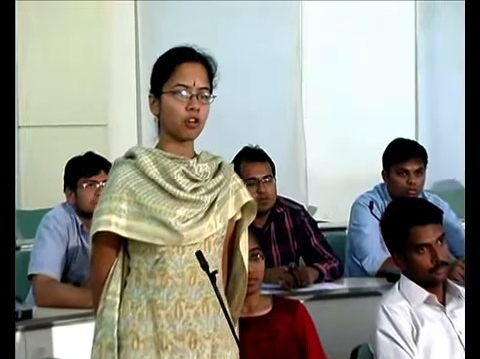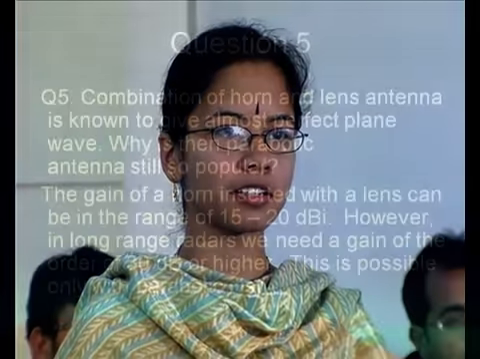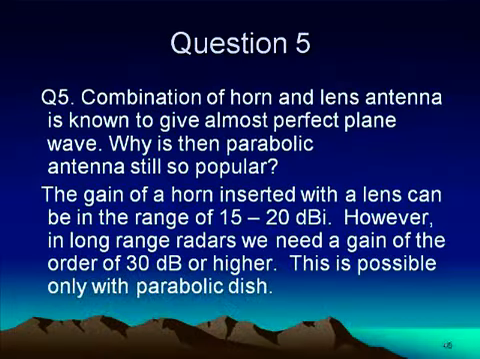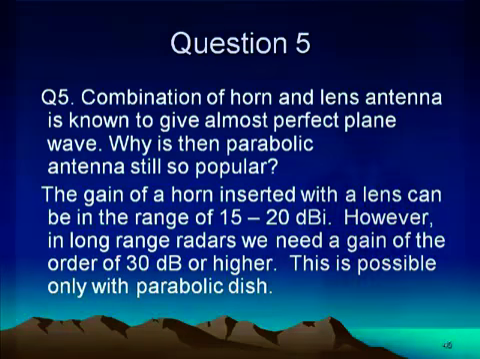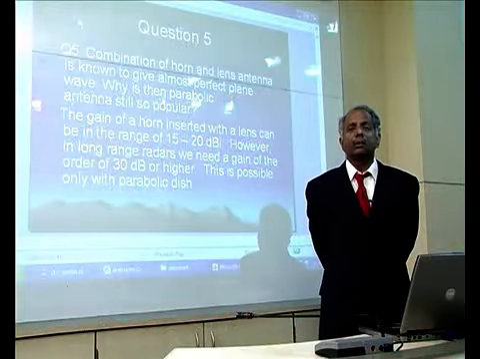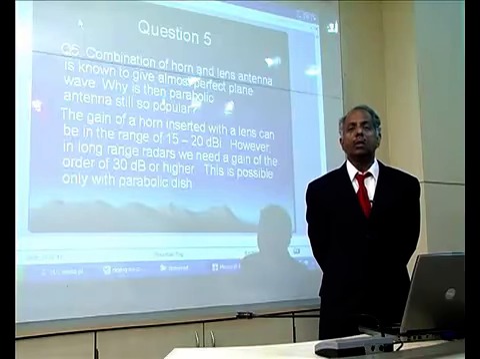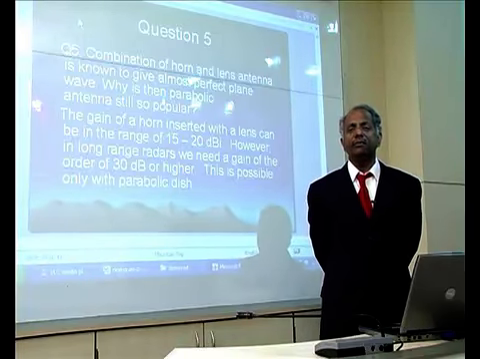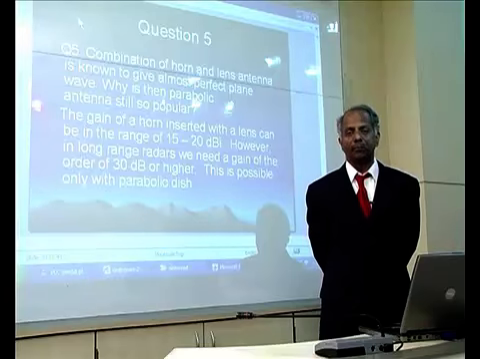A combination of horn and lens antenna is known to give an almost perfect plane wave. Why then is the parabolic antenna still so popular? Horn antenna along with lens can give rise to a plane wave, but with low gain in the range of 15 to 20 dB only.